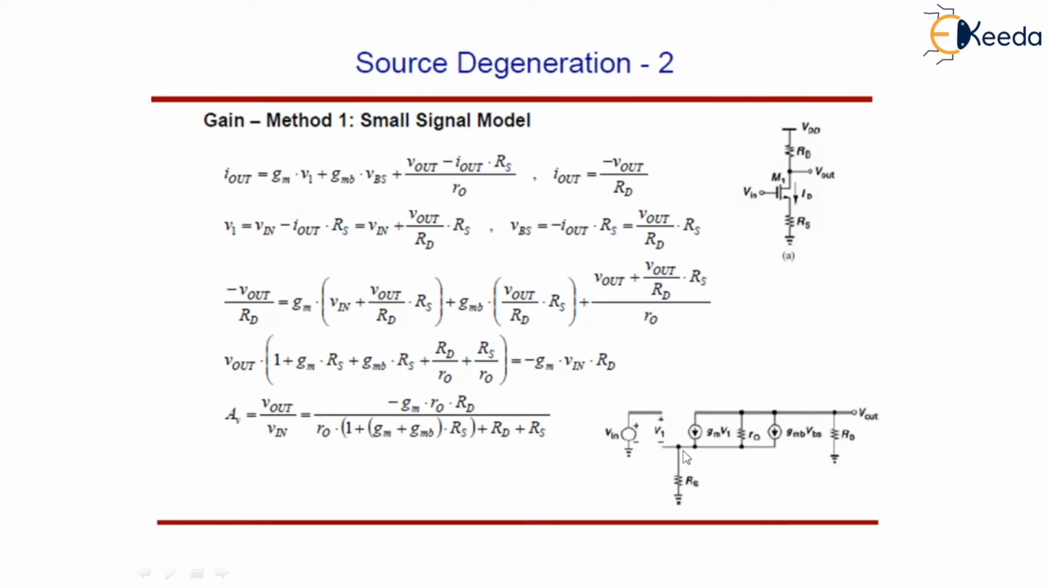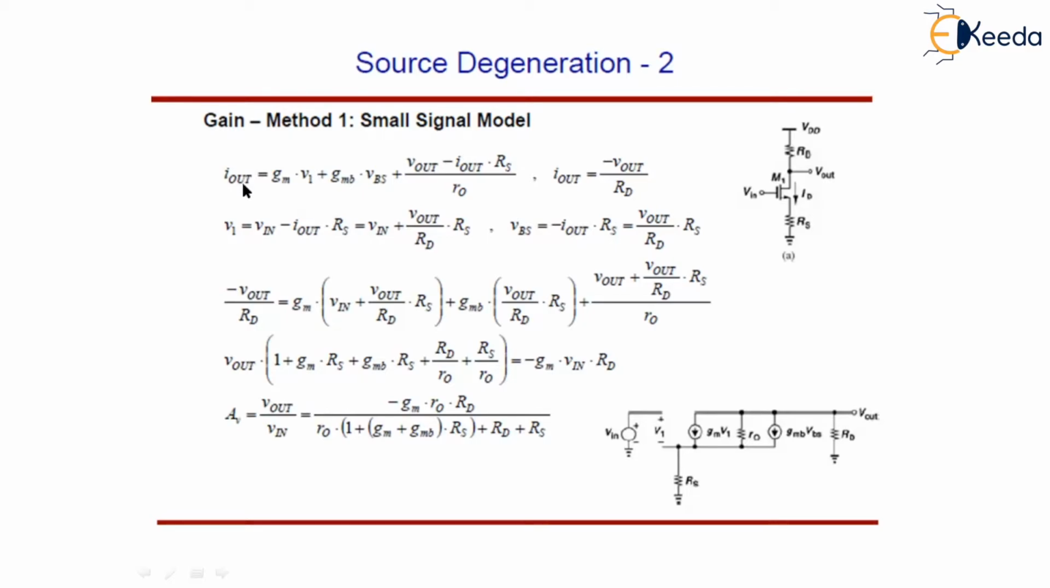Okay, VBS is the voltage drop at this branch between the body and source terminal. So it can be written as minus I out RS. Again, we can substitute the value of I out as V out by RD over here. We get V out by RD RS. Okay, now we have calculated the different values. Now we can substitute this value in the equation of I out.